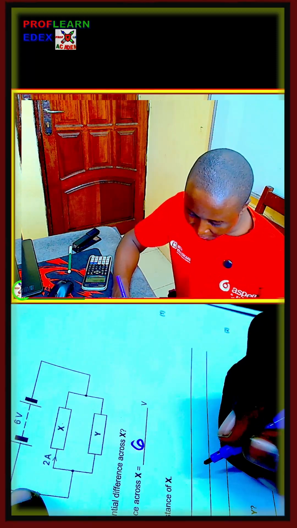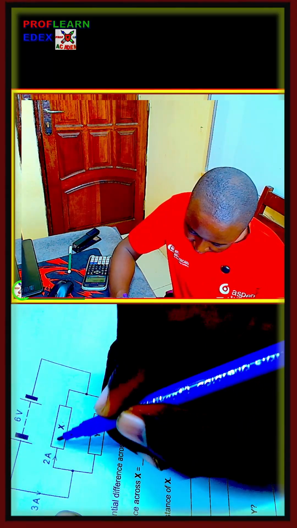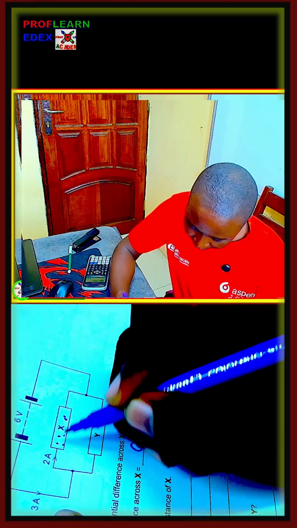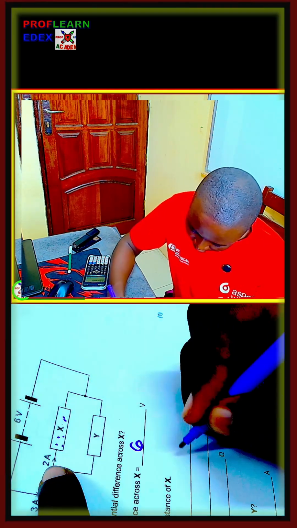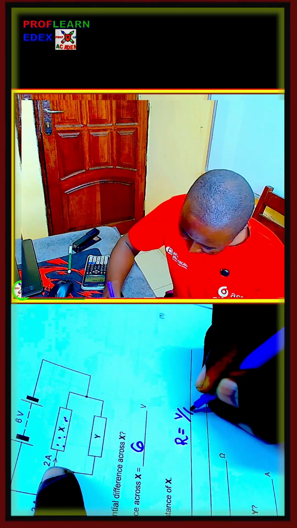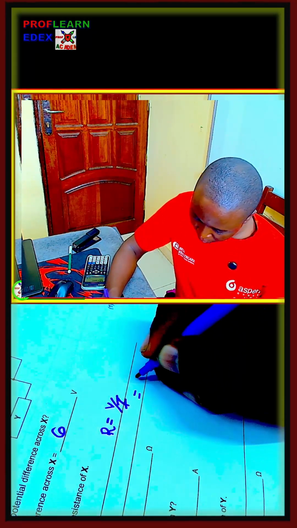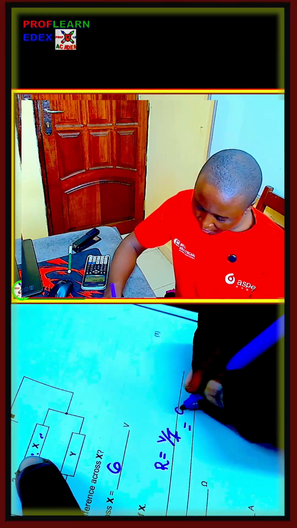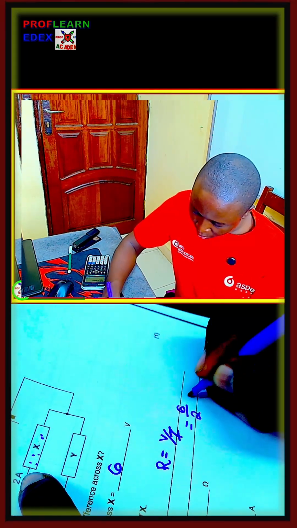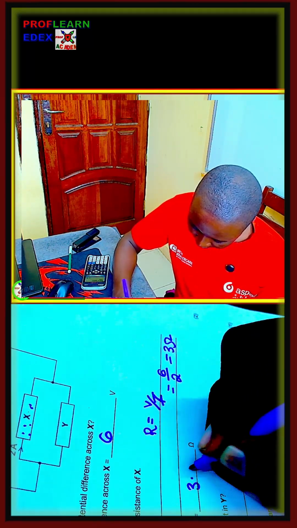If you want to find the resistance of X, you can see the current that is going to X is 2 amperes. So resistance is equal to voltage over current, right? You have to remember that. The voltage is 6 and the current going there is 2, and this is going to be 3 ohms. So X has 3.0 ohms.